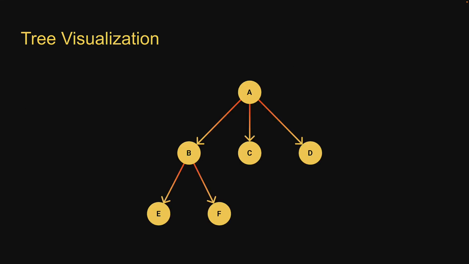Here is a simple visualization of the tree data structure. You have the nodes represented as circles connected by edges represented as lines.